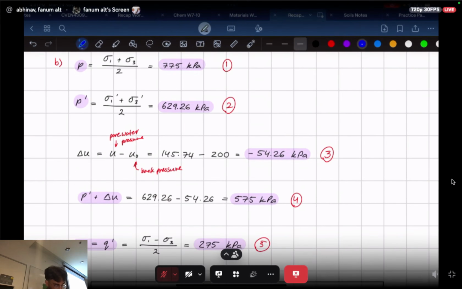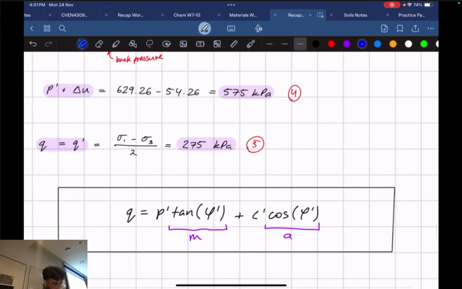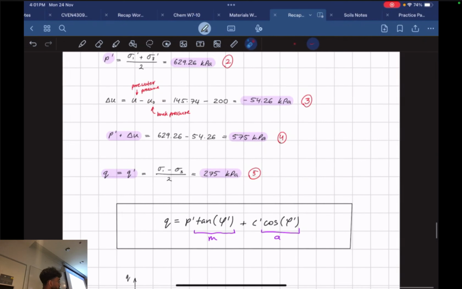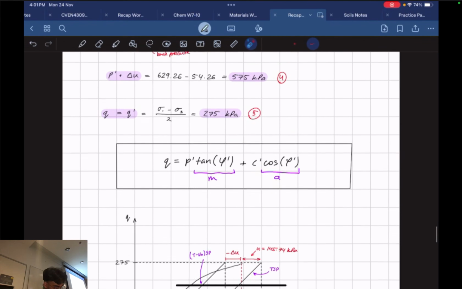Now, this is your general formula when it comes to plotting on the PQ diagram. Q equals P dash tan of the friction angle, plus your cohesion term. So your tan of the friction angle stands for the gradient, and this is just your intercept on the y-axis or the q-axis. Okay, so plugging some stuff in.